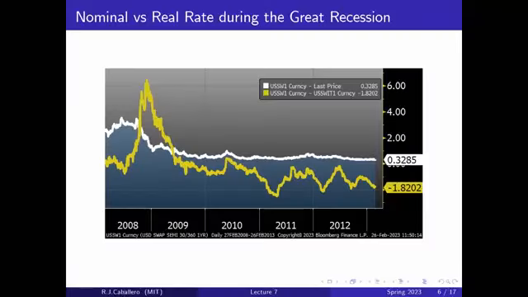The first one is that typically, unless you're in Japan probably, the white line, that is the nominal rate, is above the yellow line, which is the real interest rate. Why do you think that's the case? Or what does it tell you? The fact that on average the nominal interest rate is above the real interest rate.